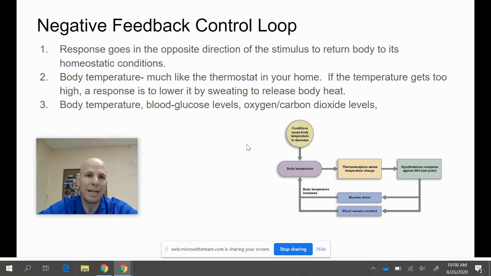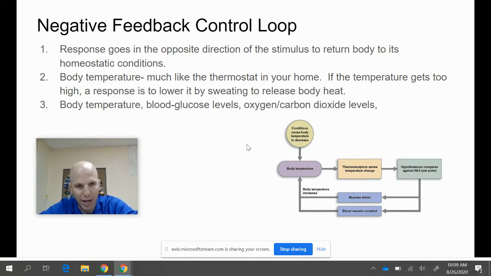All right. That's called a negative feedback control loop. It goes in the opposite direction of the stimulus. So in that example, the heat from the outside is the stimulus. We're going the opposite direction of that. All right. Our body's the same way. Much like the thermostat in your home, if it gets too high, we have these responses that allow us to return it to normal.